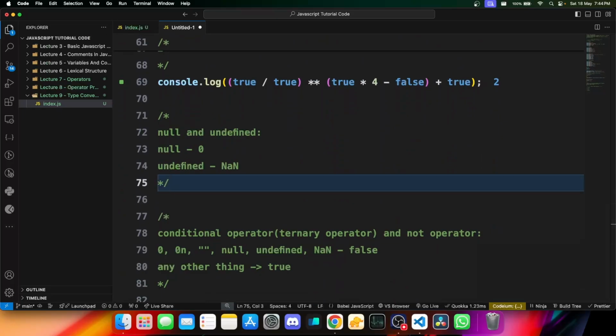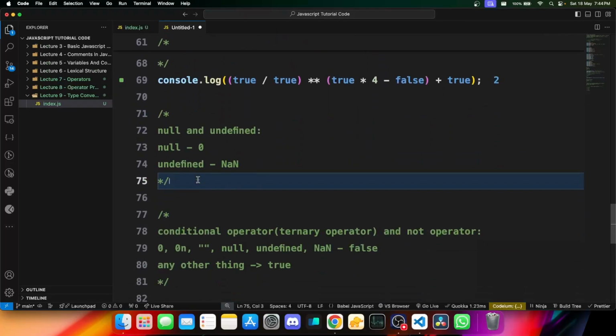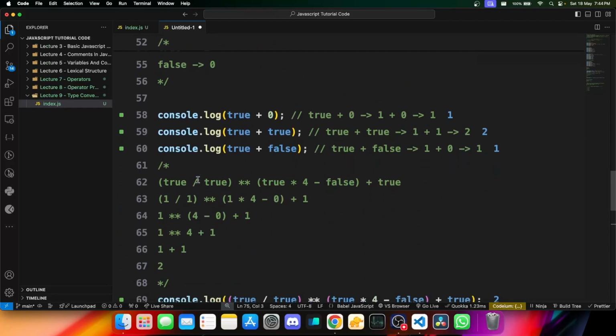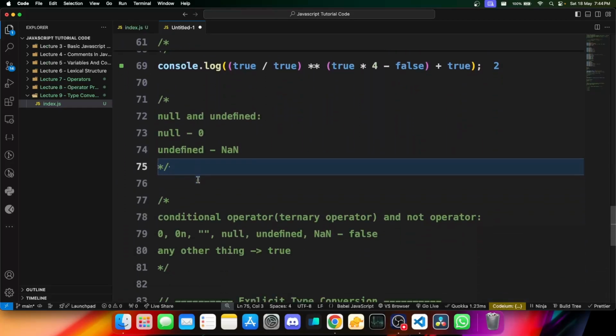So null and undefined is very simple to understand. Null gets converted to 0, undefined gets converted to not a number. This all happens when you use an arithmetic operator, because an arithmetic operator expects either a string or a number, right? And only the arithmetic binary plus operator accepts a string. Okay, the arithmetic binary plus operator, and the unary plus and negative operator.